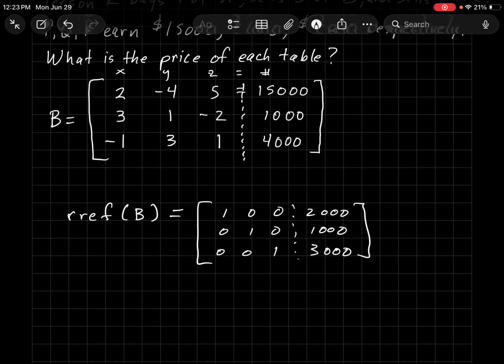So what is the price of table A? Well, A is $2,000, right? A and X correspond. B is $1,000, and then C is $3,000.